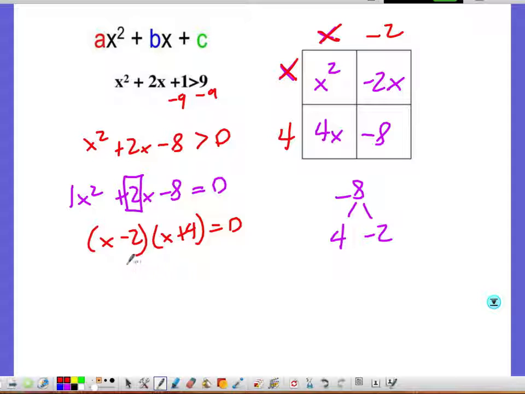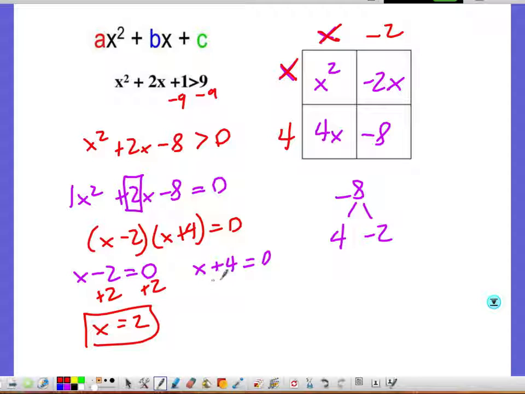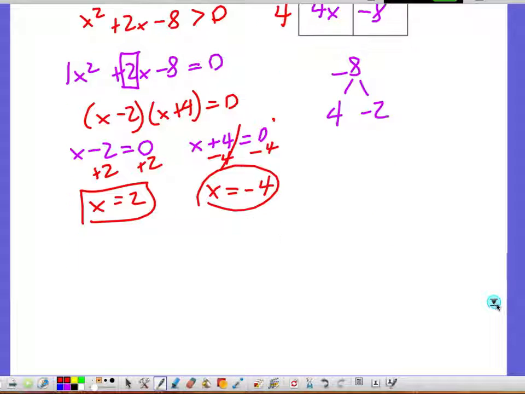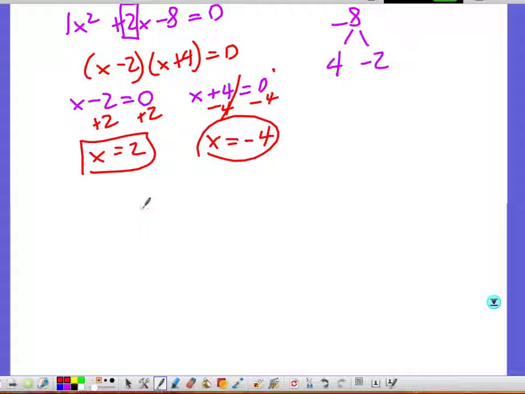What we want to do now is take each factor, set it equal to 0 using the zero product property, and solve each of these for x. So we have plus 2 on both sides, x equals 2, and here we need to subtract 4 from both sides, and we get that x equals negative 4. So now we found the solutions, we solved our quadratic equation.